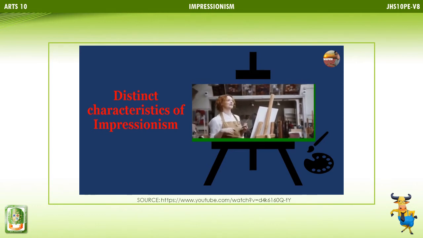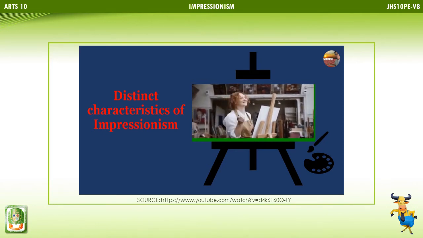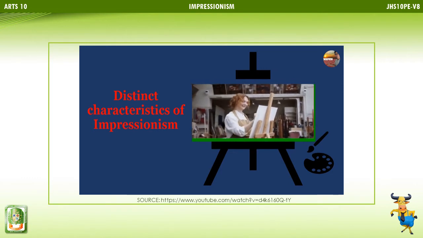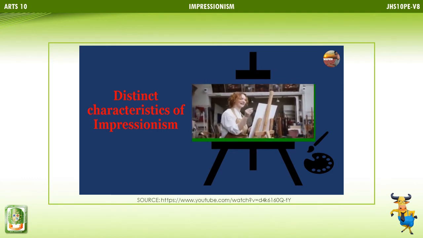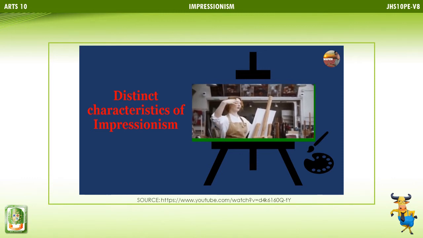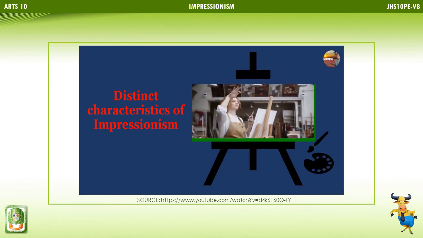There were several areas in which Impressionist artists moved away from the established practices of art at that time. These involved their use of color, choice of subject matter and setting, and technique for capturing light and conveying movement.